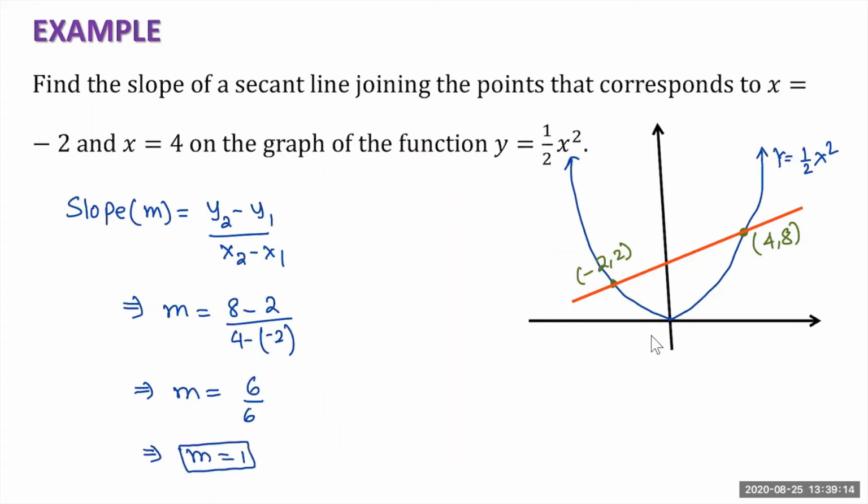You can clearly see that if you look at this line, when you go from left to right, the line is increasing. It is going up. That means the slope must be positive. We got positive 1, and that makes perfect sense.